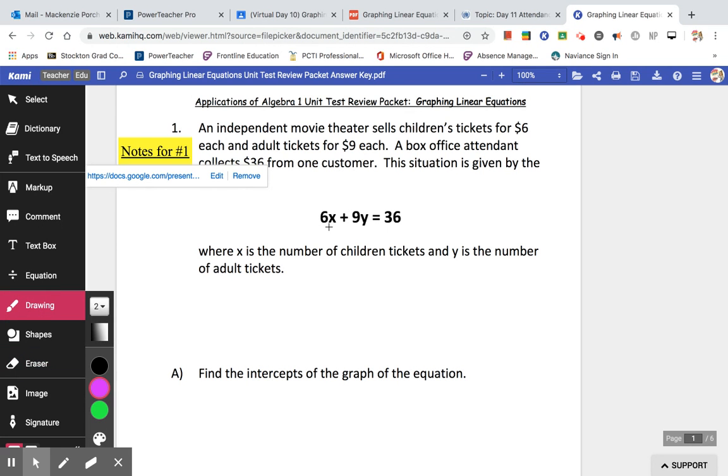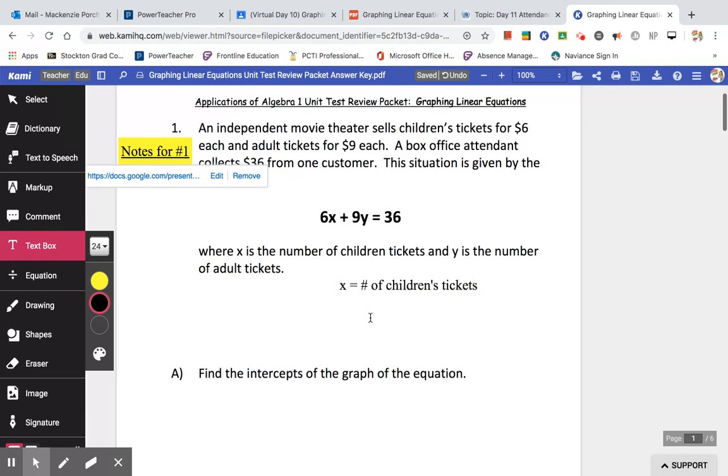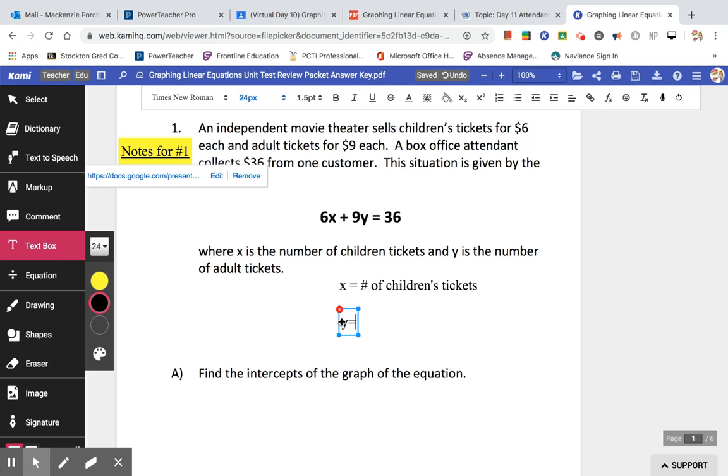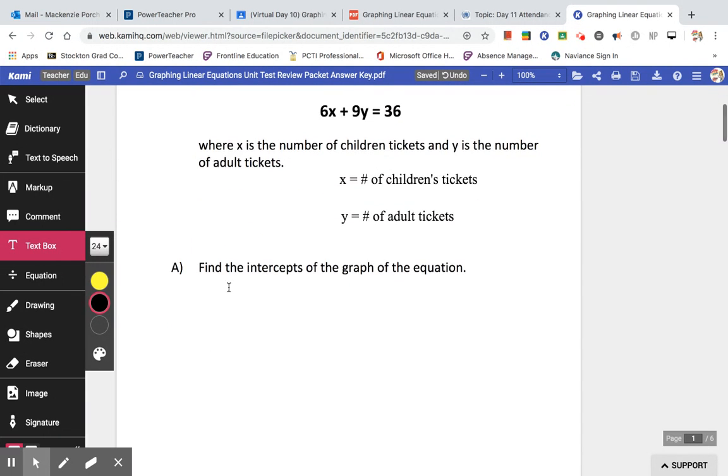You won't have to make this, they'll give this to you. So this is really the equation you're working with the whole time. And then this little blurb after here tells you what x and y represent. So we want to identify that. It does say that x equals the number of children tickets, and it tells us that y equals the number of adult tickets. So that's step 1.